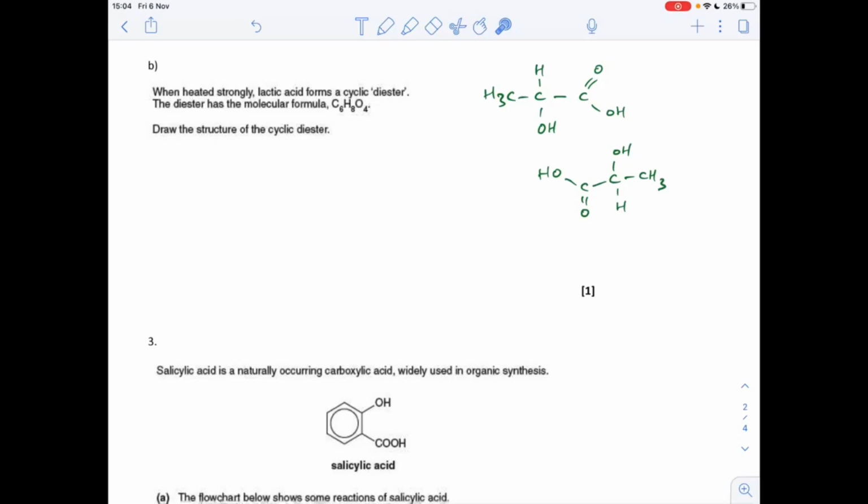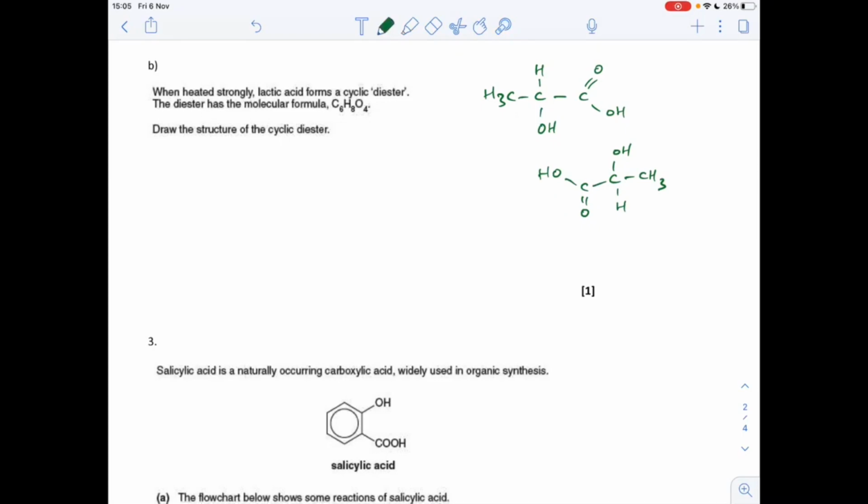So if you remember, esters are formed by the reaction of carboxylic acid groups and alcohol groups, which we've got both of in the lactic acid. So if it's a diester, we've obviously got two of these molecules combining together. And see what I've done here, I've drawn this one the way that they drew it on the previous part of the question. I've drawn this one the other way around so that the carboxylic acid group is next to the alcohol group and vice versa here.